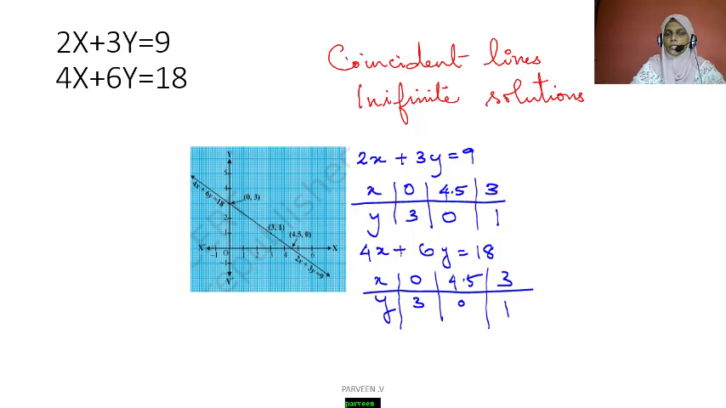First one we got intersecting lines. We had only one solution, a unique solution. The second example which we tried, we got parallel lines. So there is no solution possible. And finally here, when we consider this pair of equations, we got a single line, a coincident line. And they have infinite solutions. So all these points are solutions.